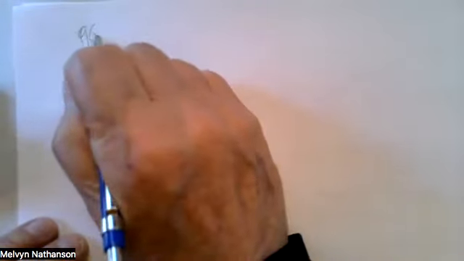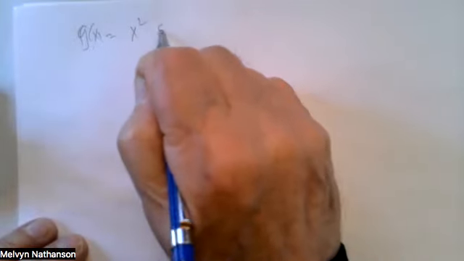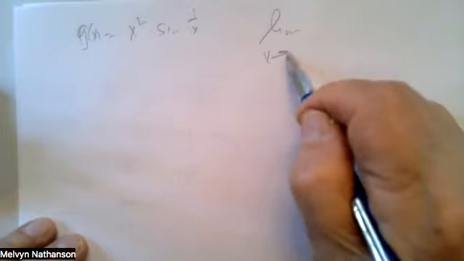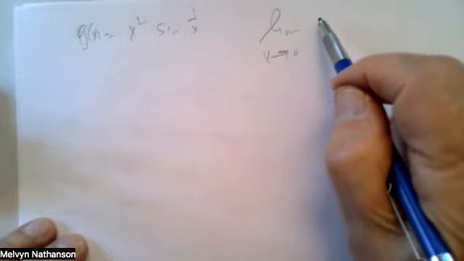So let's look at this example, the function x squared sine of 1 over x. So suppose I have the function g of x equals x squared times the sine of 1 over x. And I'm interested in the limit as x goes to 0 of g of x.